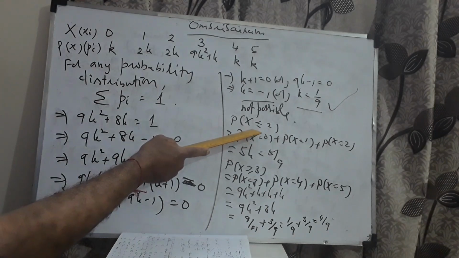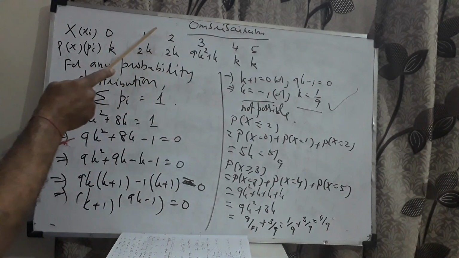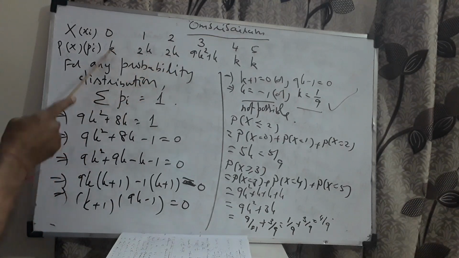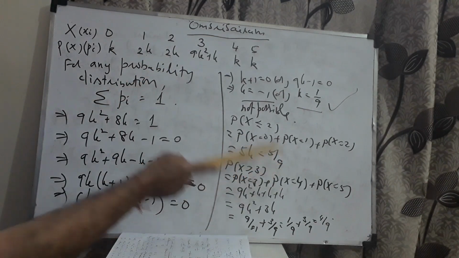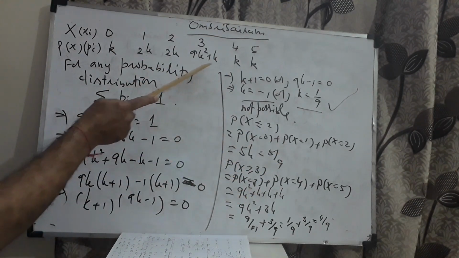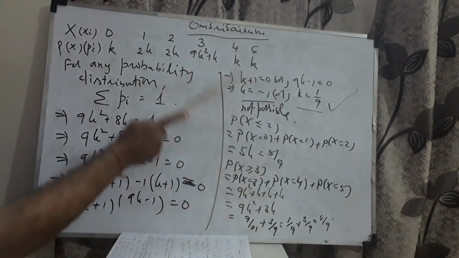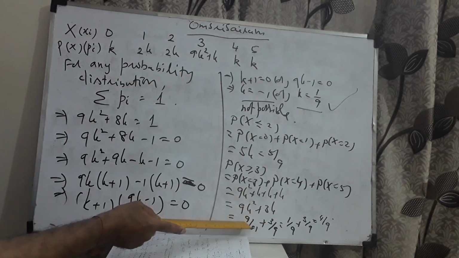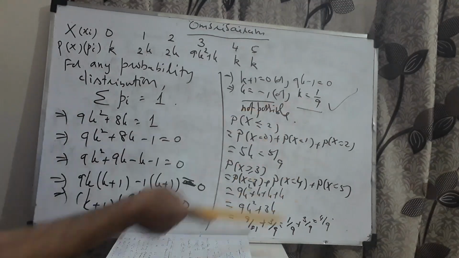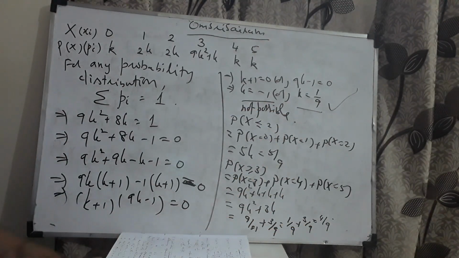Therefore, P of x less than or equal to 2 is P of x equal to 0 plus x equal to 1, plus P of x equal to 2, which is 3k, which is 3 by 9. For x greater than or equal to 3, it is 9k square plus 3k. 1 by 9 whole square is 1 by 81, plus 3 by 9, which gets reduced to 4 by 9.